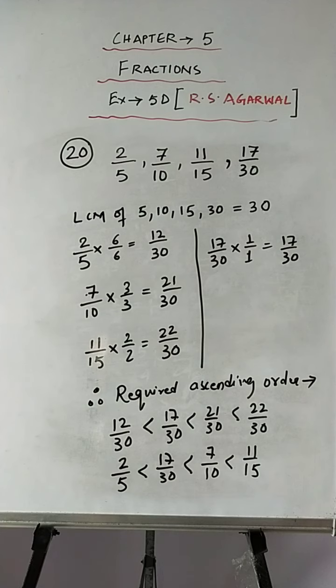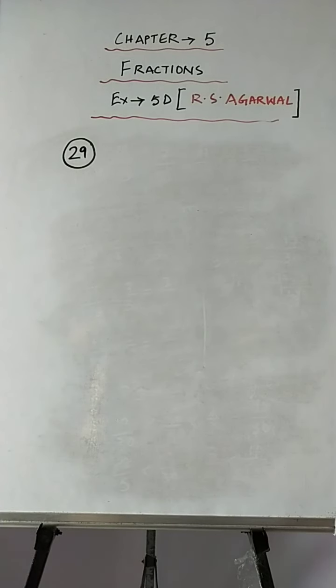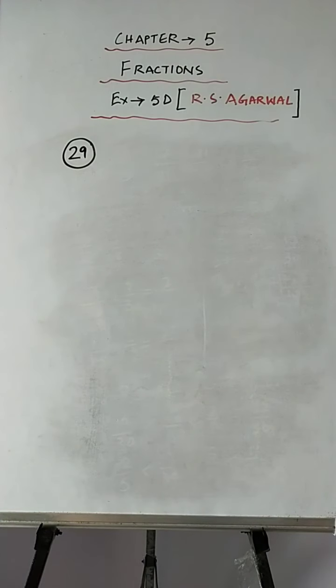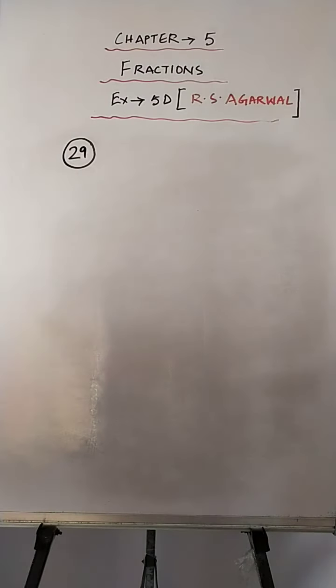Okay, now let's do the last sum of today's session, that is question number 29. In question number 29, we have two characters, Rafiq and Rohit. What is given? Rafiq exercised for 2 by 3 hours and Rohit exercised for 3 by 4 hours. Who exercised for a longer time? Now, we have to write the statement then.